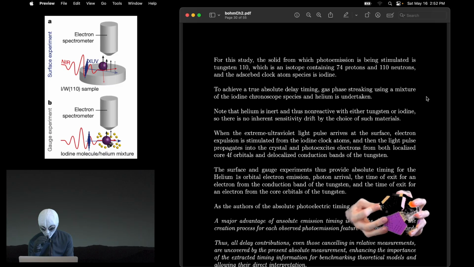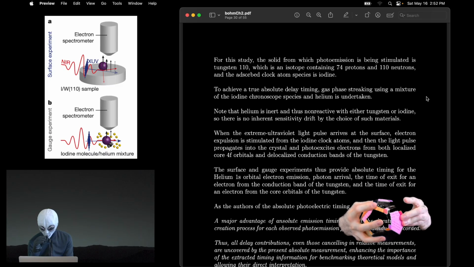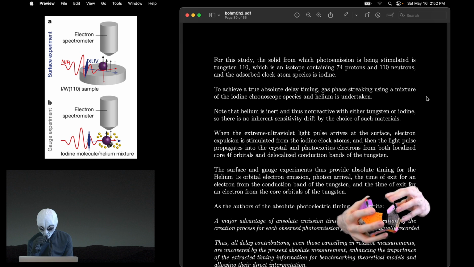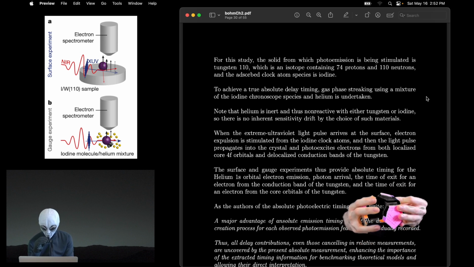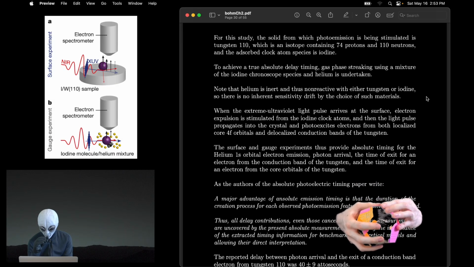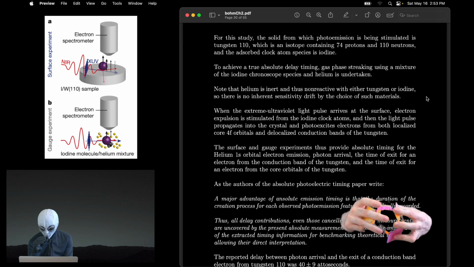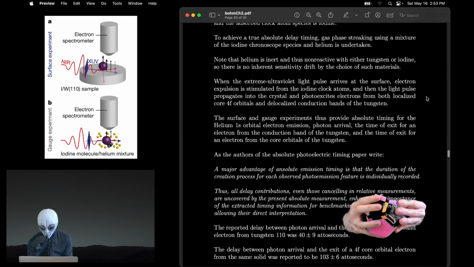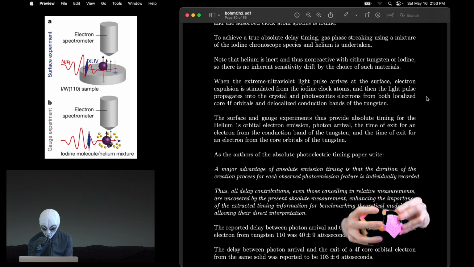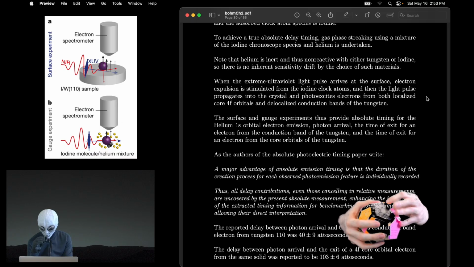For this study, the solid from which photoemission is being stimulated is tungsten-110, which is an isotope containing 74 protons and 110 neutrons, and the adsorbed chronoscope atom species is iodine. To achieve a true absolute delay timing, gas phase streaking using a mixture of the iodine chronoscope species and helium is undertaken. Note that helium is inert and thus non-reactive with either tungsten or iodine, so there is no inherent sensitivity drift by the choice of such materials.